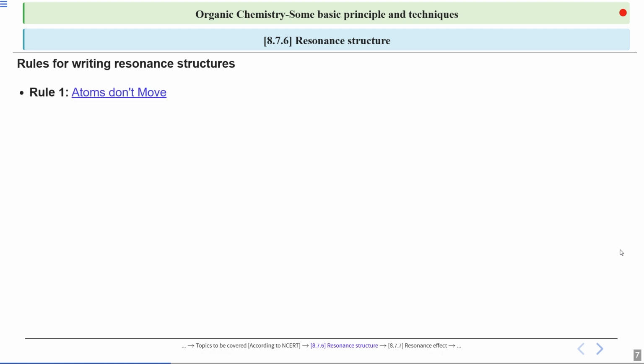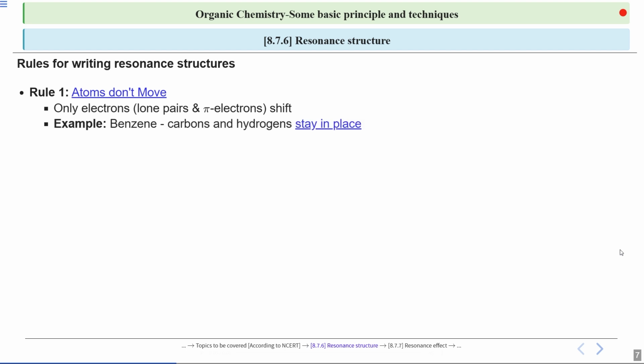The first and the most important rule: your atoms will never move if you have two different resonating structures. What will move? Only the lone pairs and the pi electrons. Okay, means the electrons that are present in the pi bond or those which are present as the lone pair. So they will only shift.